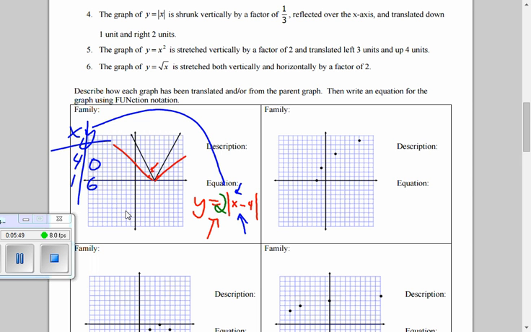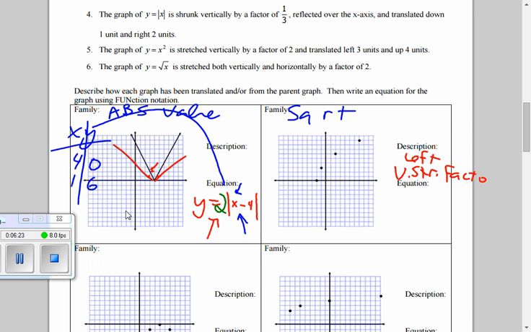Okay, let's look at the next one. Oh wait, I should have said family. This is the absolute value family. And this one, what family is that? Square root. And the description, well, that is a square root that's been moved left. And it looks like it has also been stretched somehow. Vertical stretch.